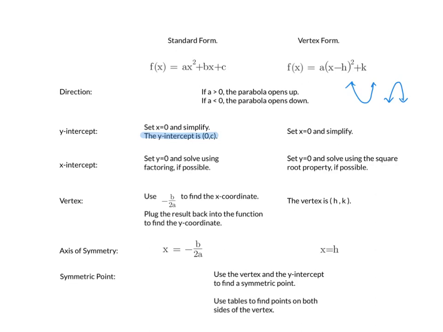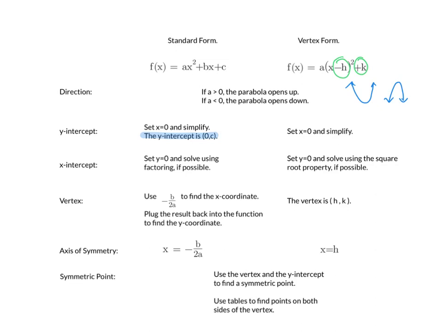For standard form, we did have some work in order to find the vertex. Remember that we used x equals negative b over 2a to find the x-coordinate, and we had to plug the result back into the function to find the y-coordinate. In vertex form, there is no work associated with finding the vertex, hence why it's called vertex form. The vertex is (h, k). Now, one thing to note is that for the inside number, we take the opposite of whatever is inside, and the outside number, we keep the same.